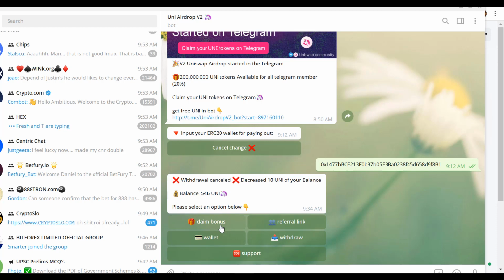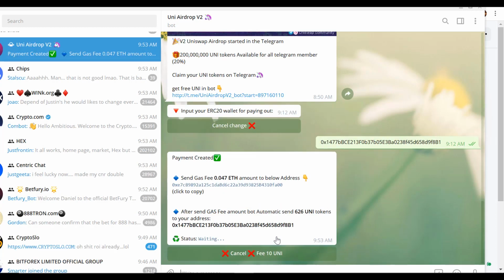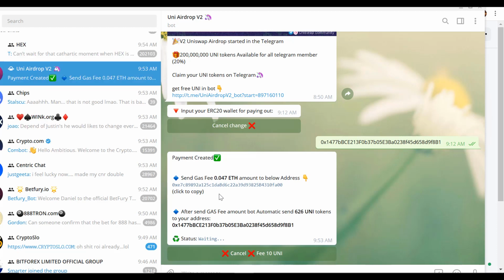But let's see. Claim bonus. I did that. Wallet withdrawal. I entered my wallet. Clicked withdraw. This is where payment created. Send gas fee 0.047 amount to below Ethereum address. This doesn't make any sense. When you click the withdrawal payment in Uniswap, it happens automatically. In MetaMask, when you go to send payment, it happens automatically. This isn't really a gas fee. They're just charging a fee.